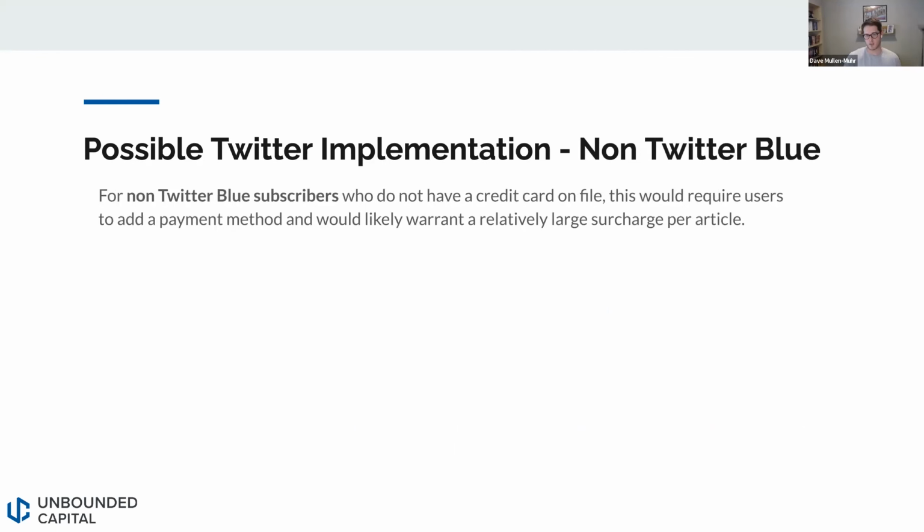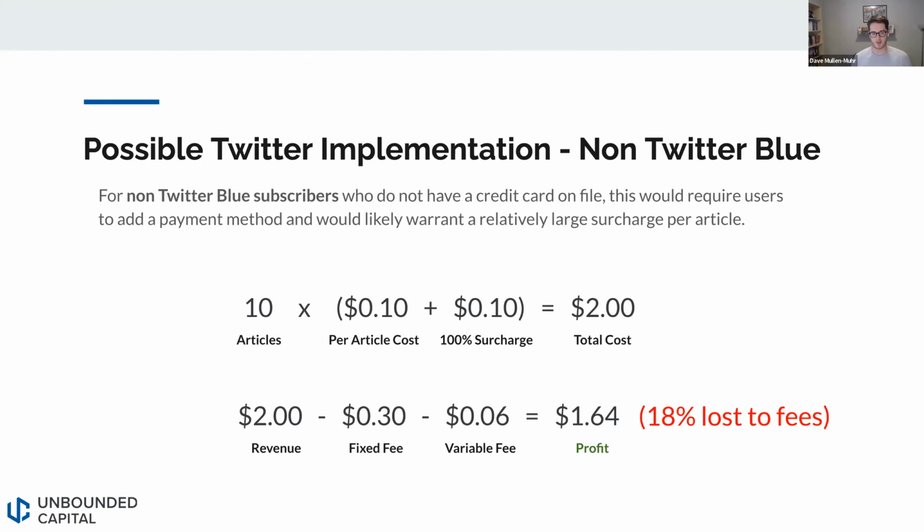For non-Twitter Blue subscribers, this is a little bit more tricky because these people don't already have a credit card on file. So now you need to get them to sign up, put their information down. And the fact that you don't have this big $8 buffer at the end to eat into that margin that you would lose to fees means that you probably have to have a large surcharge. So something like, reading 10 articles, the same user, maybe there's a 100% surcharge, $2 at the end of the month. After fees, Twitter's seeing $1.64 in profit, but now we're looking at an 18% loss to fees. So for a company the size of Twitter, this is hundreds of millions of dollars per year.